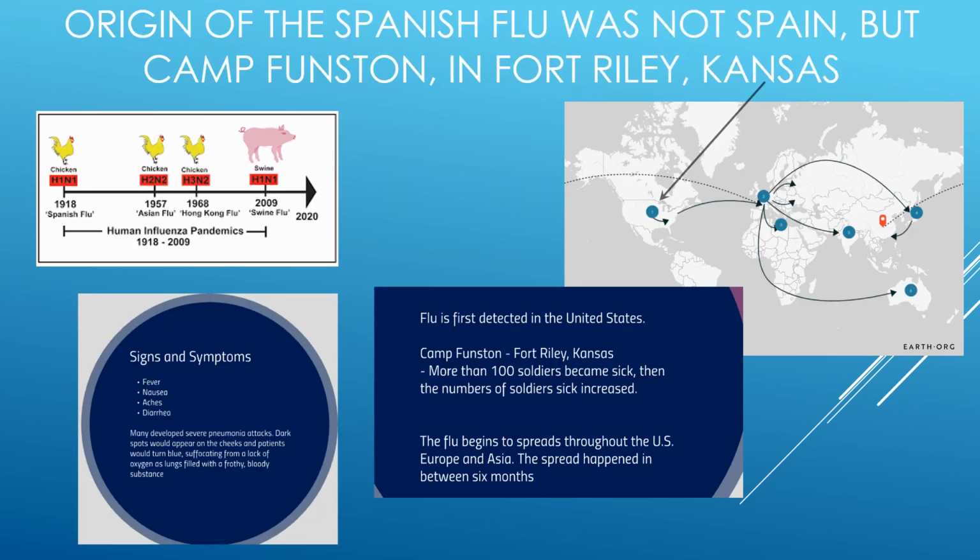The origin of the Spanish flu is not actually Spain, which is a neutral country, but actually Camp Funston in Fort Riley, Kansas. And it has an avian origin, in other words, it was a chicken. And the signs and symptoms were fever, nausea, aches, and diarrhea, flu. But it really hurt young, healthy people, through a cytokine storm. And you see how quickly it spread in 2 years throughout the world.